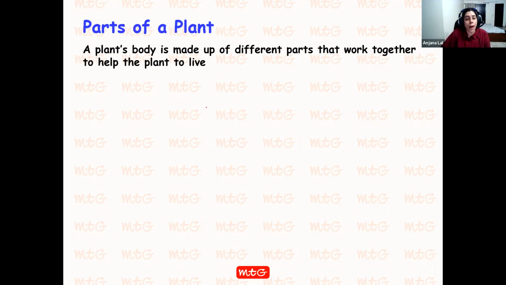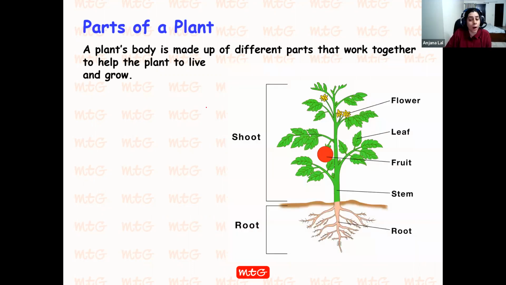Plants have different body parts which help them to work and to grow. Now look at the picture carefully. The part of the plant which is below the surface of the soil is called the root system. And the part of the plant which is above the surface of the earth is known as the shoot system.